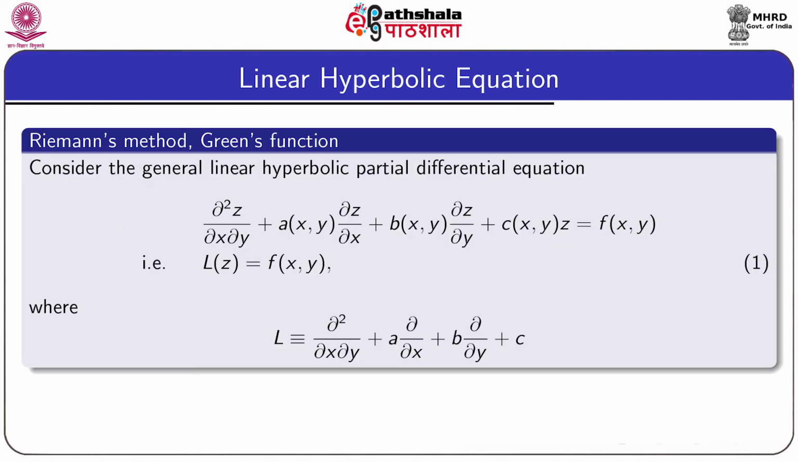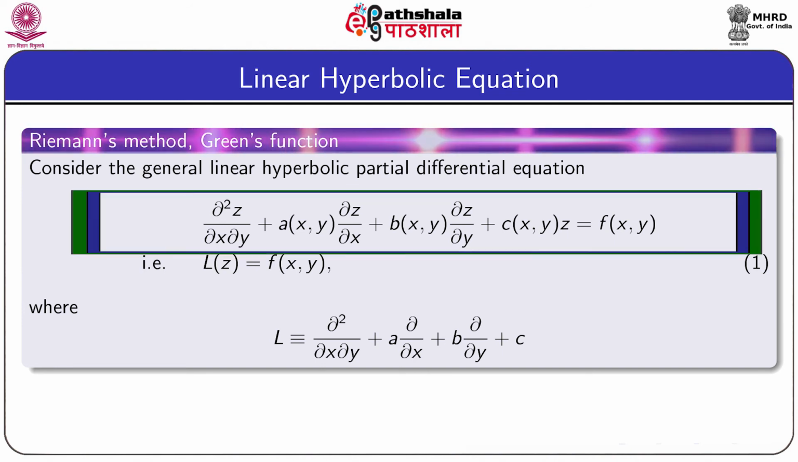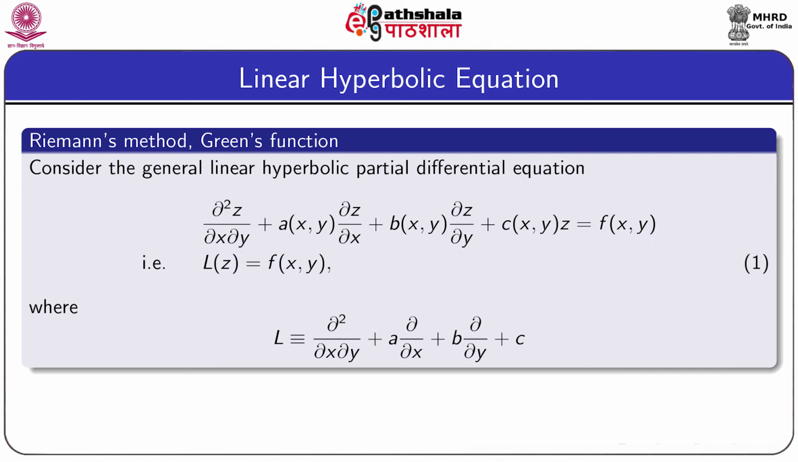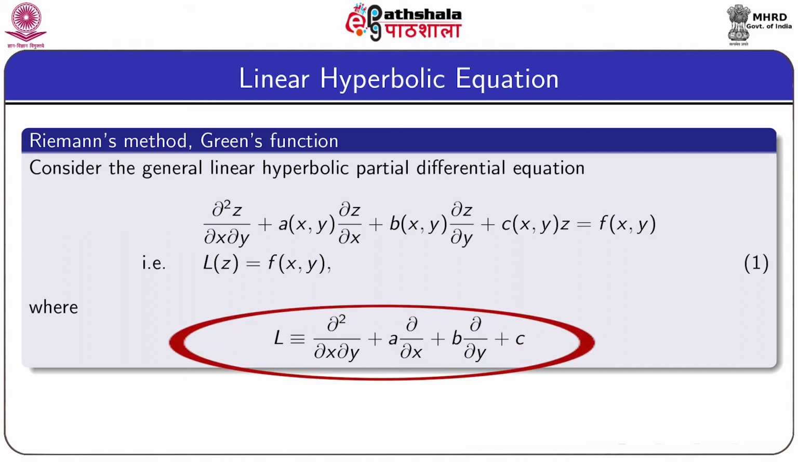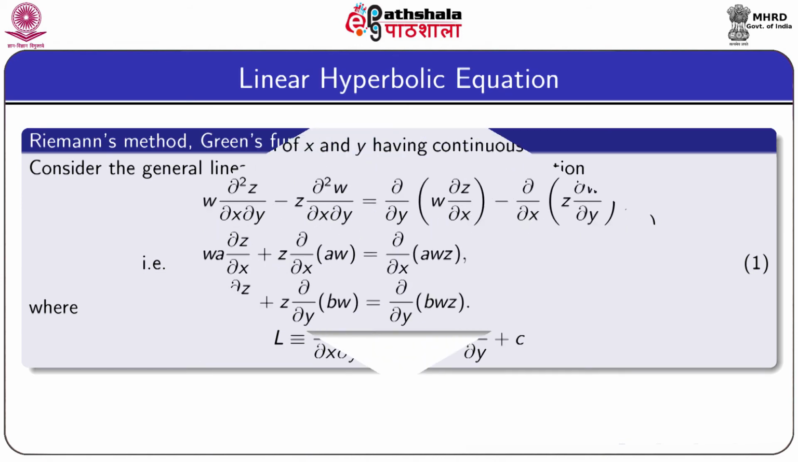Suppose we have a linear hyperbolic partial differential equation in normal form, and the equation is written in equation number 1: ∂²z/∂x∂y + A ∂z/∂x + B ∂z/∂y + C z = f. So, in compact form we can write Lz = f, where L is the operator ∂²/∂x∂y + A ∂/∂x + B ∂/∂y + C.